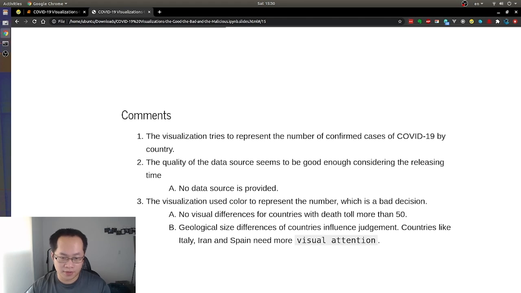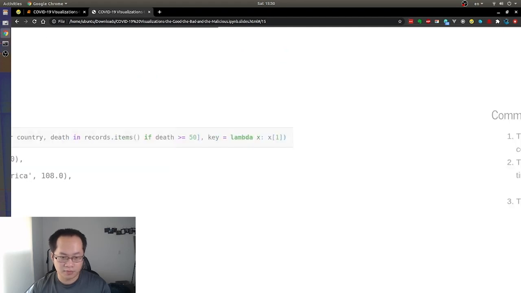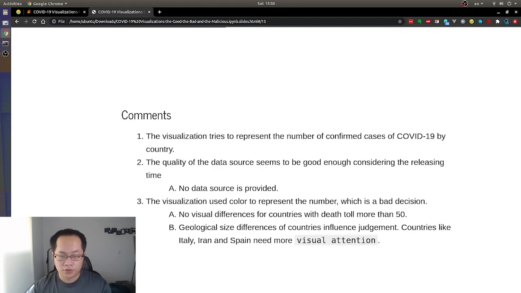what are the visual elements that the visualization creator used to map the statistical information to the actual visual elements. So they use color, which is fine in general, but here it's a bad decision. There's no visual difference for countries with more than 50 confirmed cases. As you can see, Iran, Italy, China have more than 2,000 confirmed cases. However, they have the same color as the United Kingdom and South Korea. And also, the geographical size differences of countries also influence judgment. Countries like Italy, Iran, and Spain need some more visual attention.